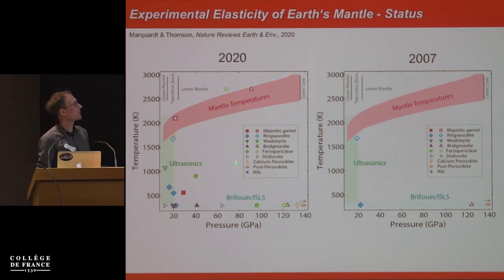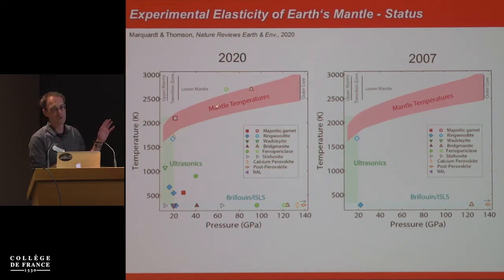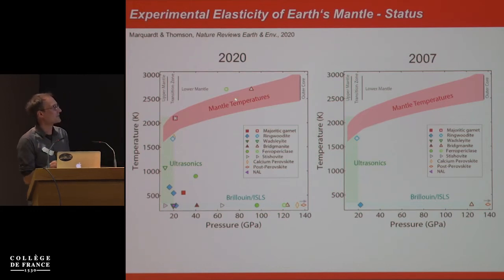The only data we have at really realistic mantle temperatures are these two points, which are measured, as I alluded to before, on polycrystalline samples. So it's great that we can do these measurements. This is bridgmanite, and this is MgO, so it's an iron-free periclase, if you like. But it's a little difficult to understand the quality of these.